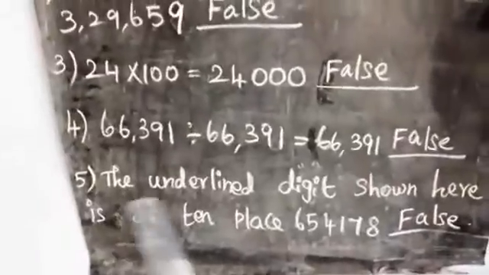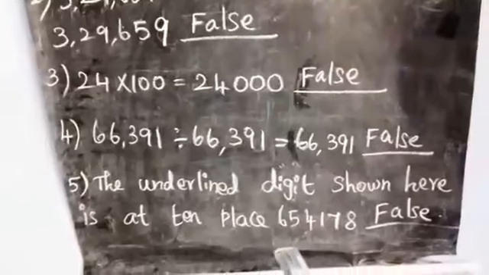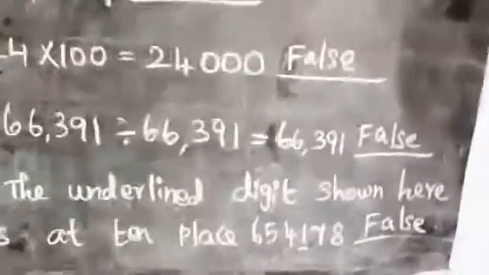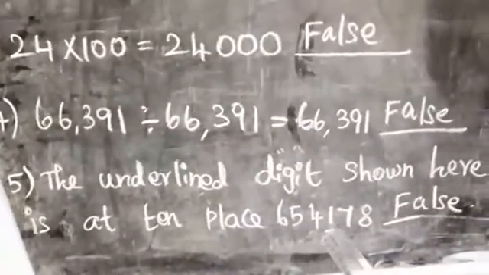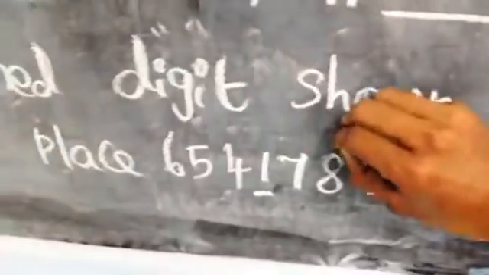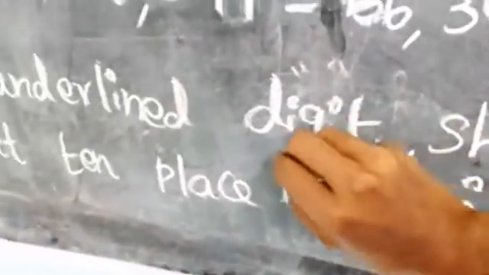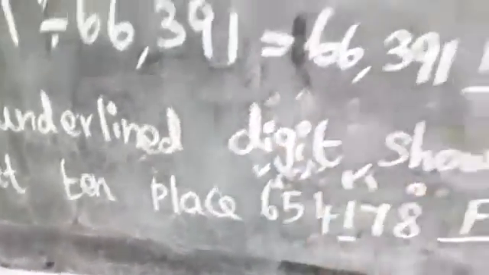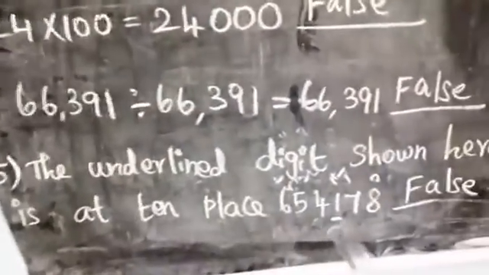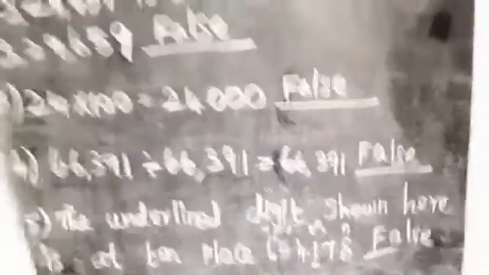Now look at the fifth one. The underlined digit shown here is at the tens place. Here 1 is the underlined number, in 6,54,178. So 1 denotes the place value: ones, tens, hundreds, thousands, ten thousands, lakh. So 1 is in which place? Hundreds place. Is 1 a tens place? No, hundreds place. So the statement is false.